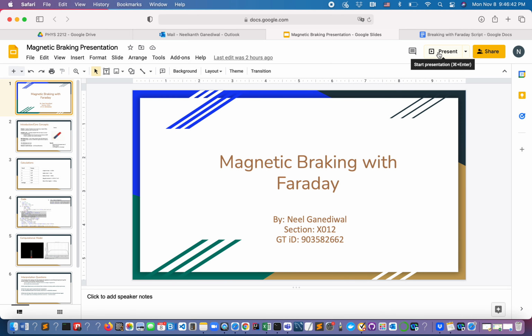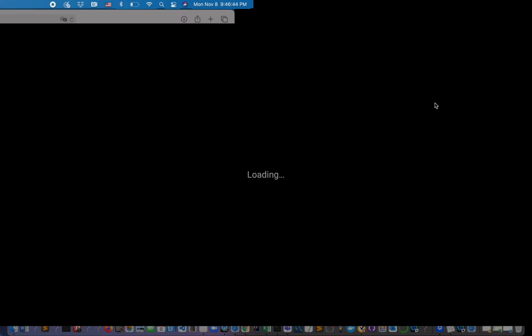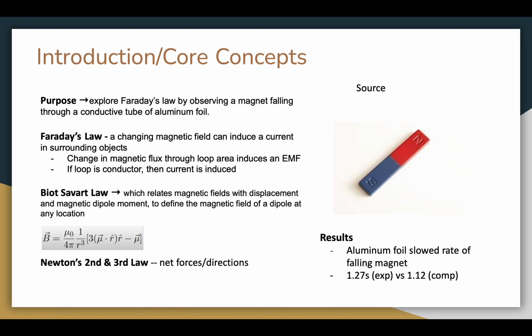Law, and this is my magnetic braking lab for Physics 2212. The purpose of this lab was to explore Faraday's law by observing a magnet falling through a conductive tube of aluminum foil. A time-varying magnetic field provides an EMF that can drive current. In this lab, the source of the external magnetic field was the bar magnet, and the induced current was driven around the tube of aluminum foil.